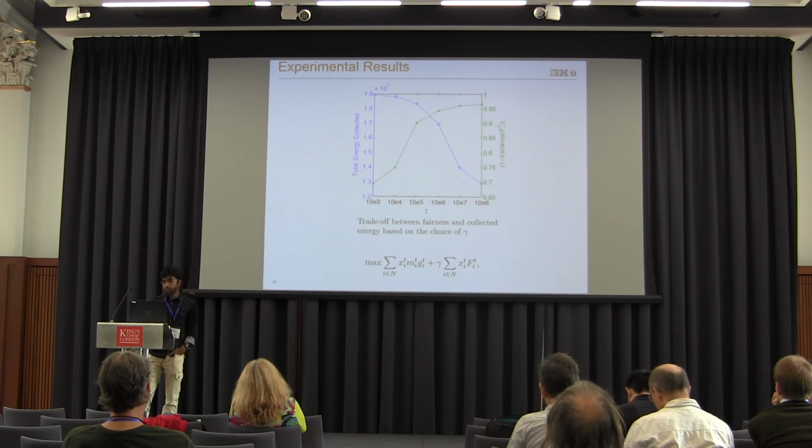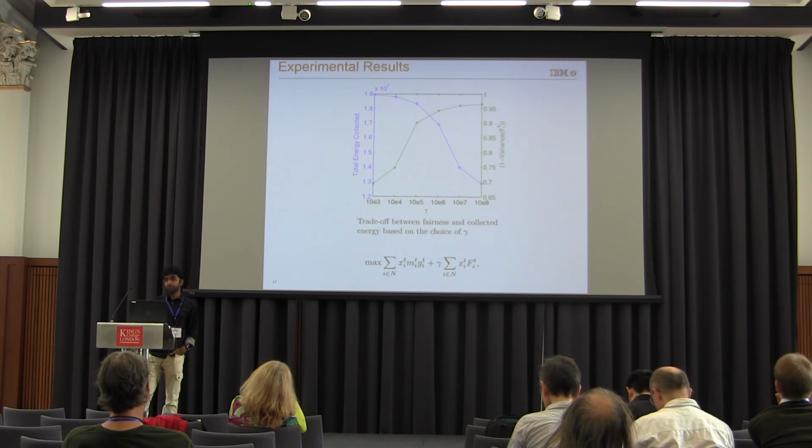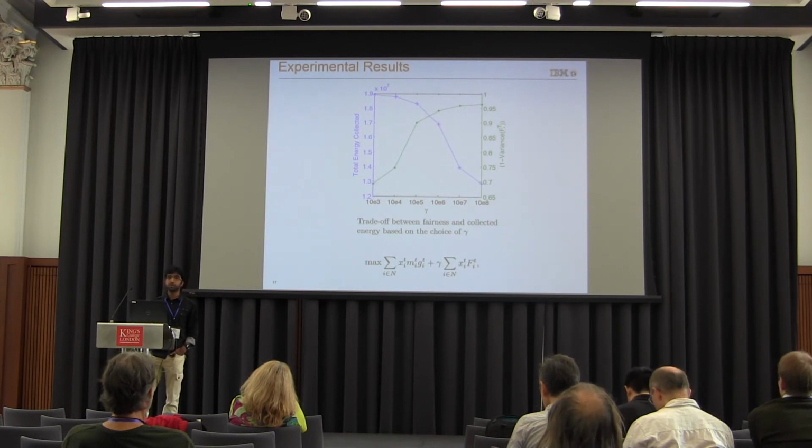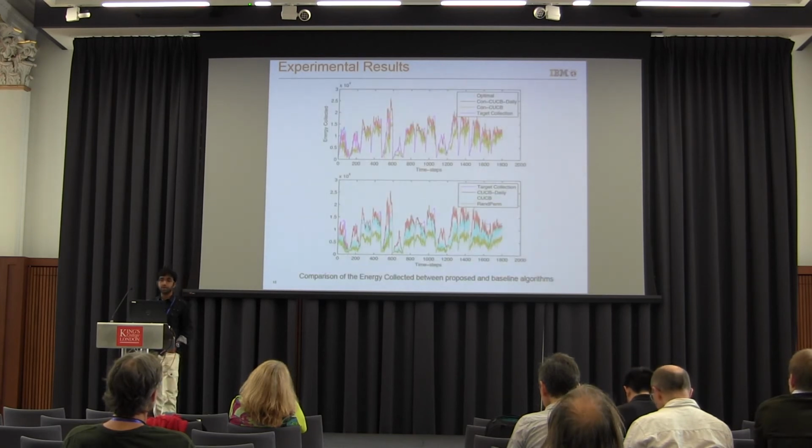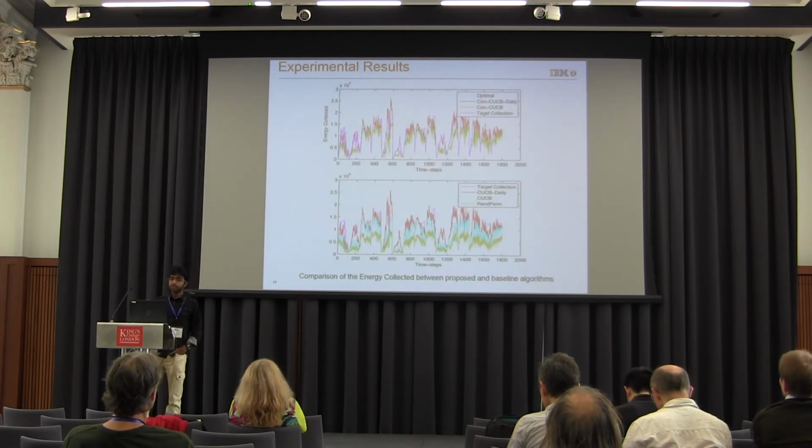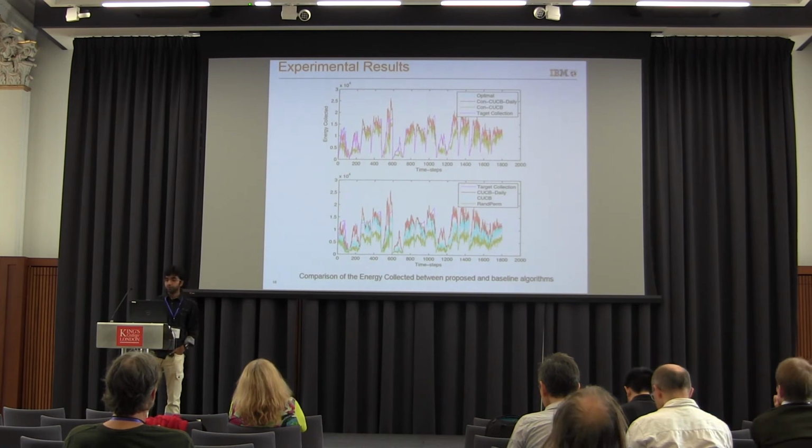Now, before we show all the results, we have to decide the value of gamma in the objective function. So in this plot, you can see that as we increase the value of gamma, the total energy collected, which is on the left hand side, reduces, and the fairness, which is on the right hand side, increases. So we choose the value of gamma to be 10 to the power 6, for which both the components have reasonably decent performance. So this is the energy collected by different algorithms over time.